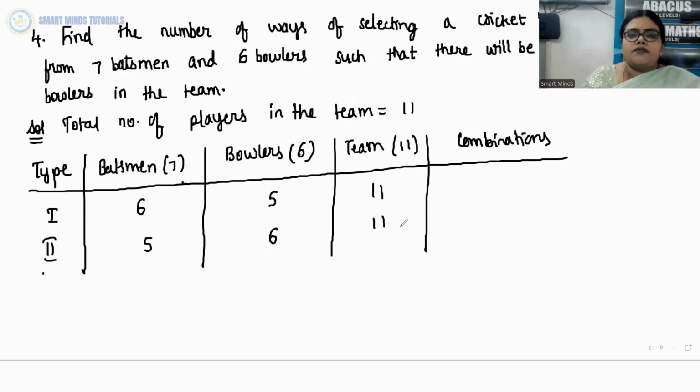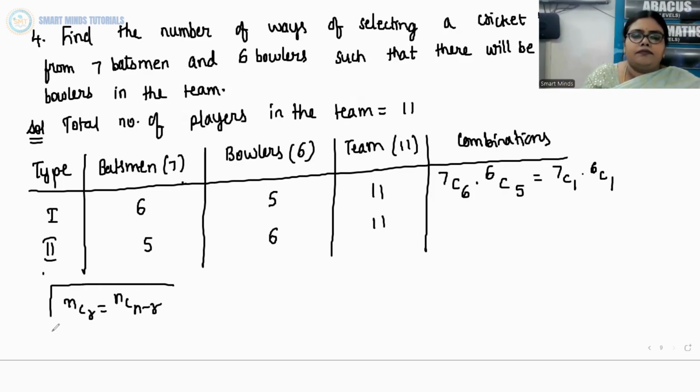Now from 7 batsmen, we have to select 6 batsmen. Whenever selection comes into picture, we take combinations. So from 7 batsmen, you are selecting 6 batsmen. And from 6 bowlers, you are selecting 5 bowlers. Now 7C6 can be written as 7C1 also. And 6C5 can be written as 6C1. How can I write this? Because nCr is nC(n minus r).